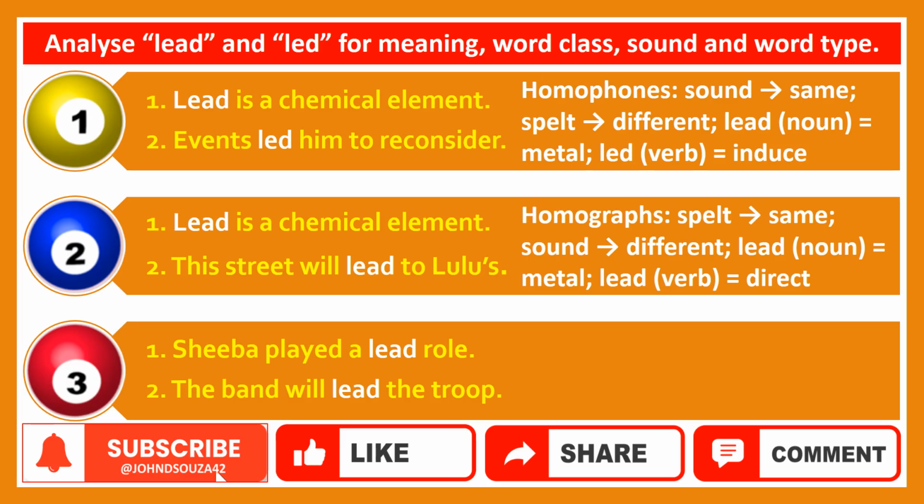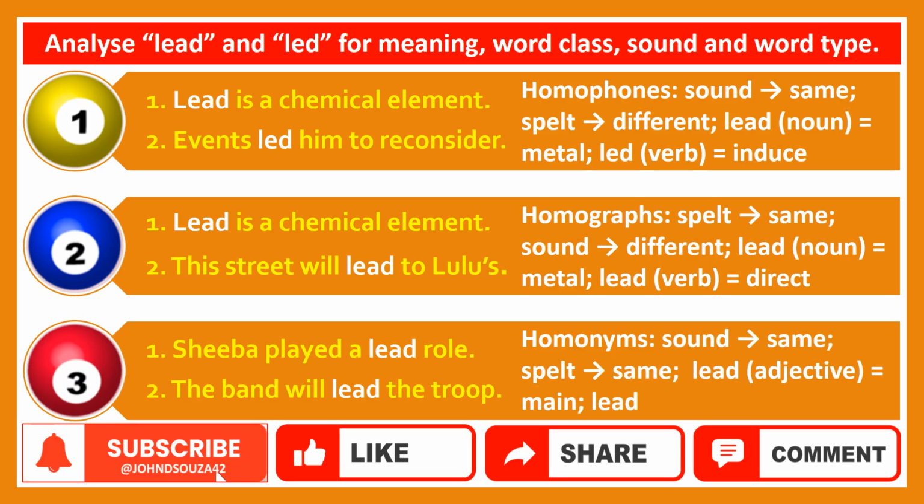The third set of words are homonyms, which are pronounced and spelt the same. Lead, that is an adjective, means main. Lead, that is a verb, means guide.